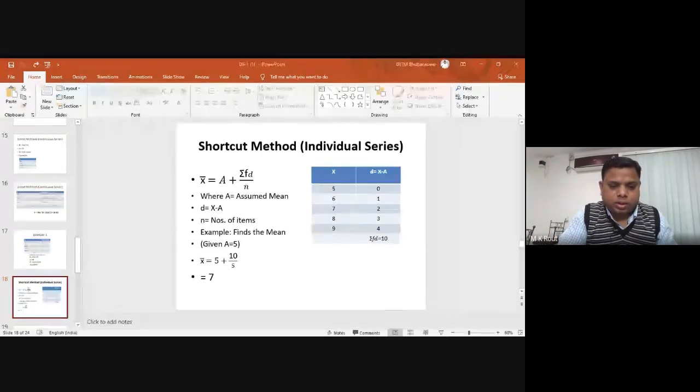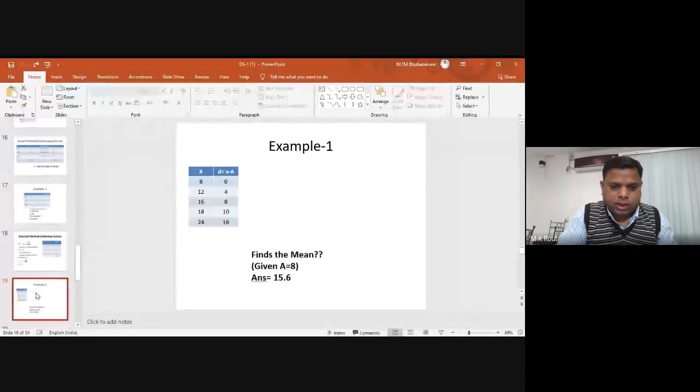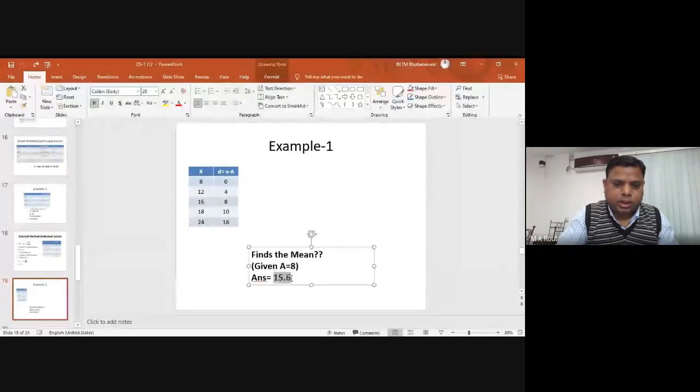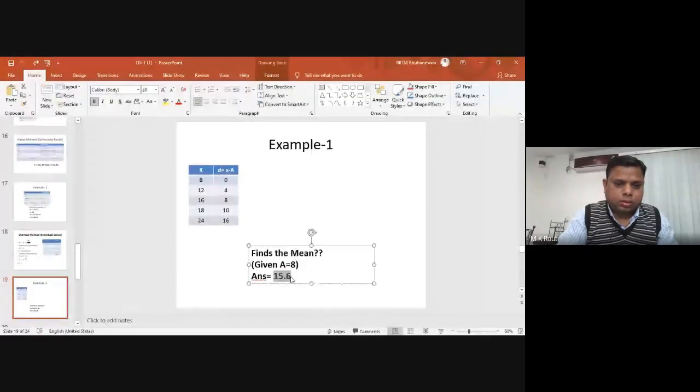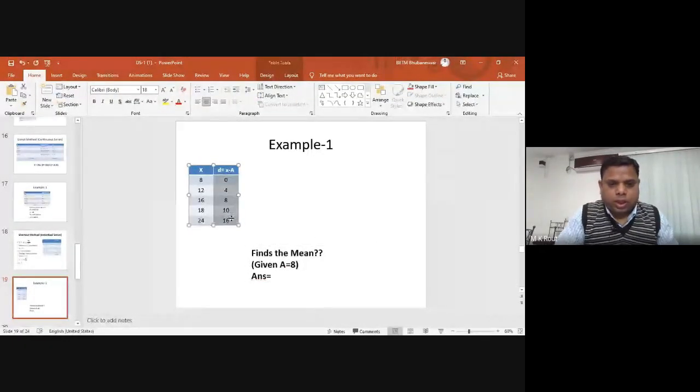If you finish, anyone from your side, just type or drop a text in the chat box that you are done. Okay, fine. So moving to the example. Just erase this particular data. Okay, so calculate this one as early as possible.